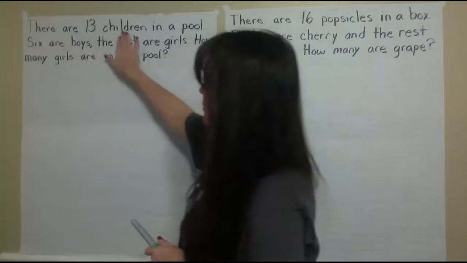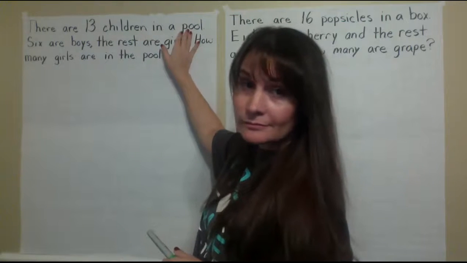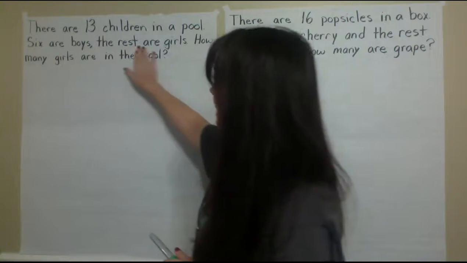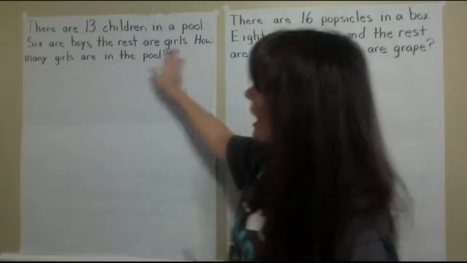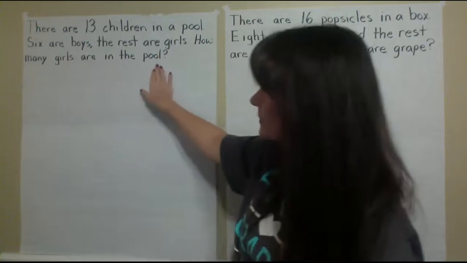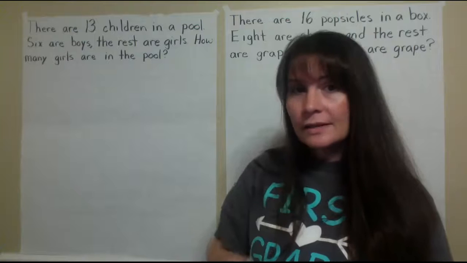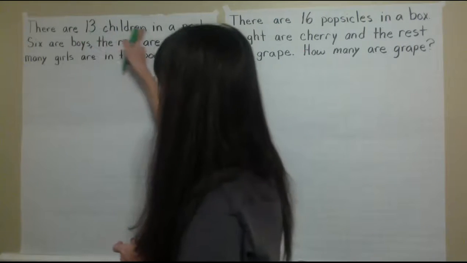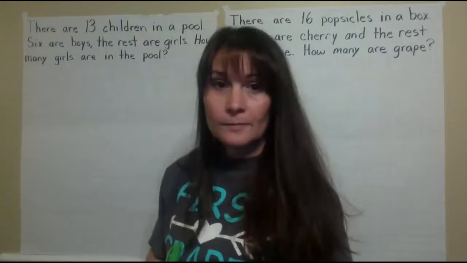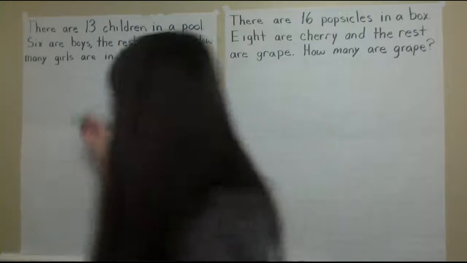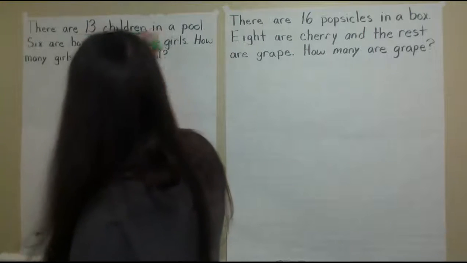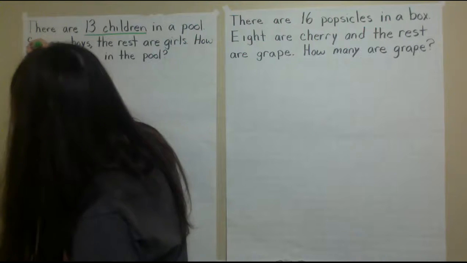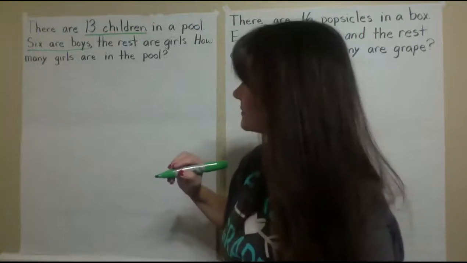There are 13 children in a pool. 6 are boys. The rest are girls. How many girls are in the pool? Let's think about what we know. There are 13 children in a pool. That's right. So we know that there are 13. 6 are boys. So we know that 6 are boys.